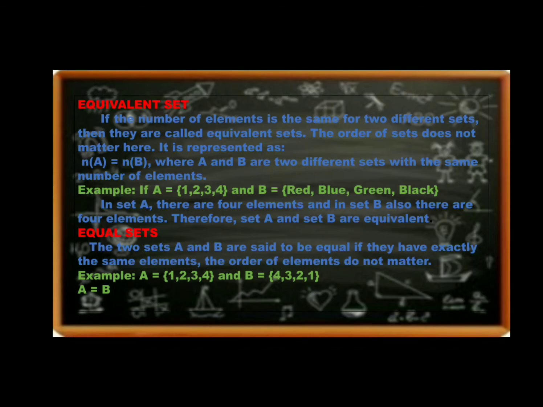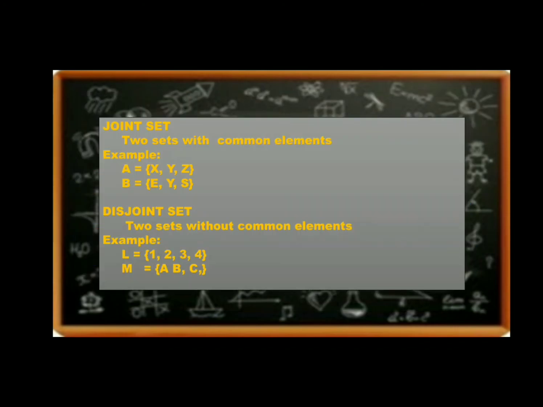While in equal sets, the two sets A and B are said to be equal if they have exactly the same elements. The order of elements does not matter. Example, set A has the elements 1, 2, 3, and 4, while set B has the elements 4, 3, 2, and 1. And last and definitely not the least, the difference between joint sets and disjoint sets.